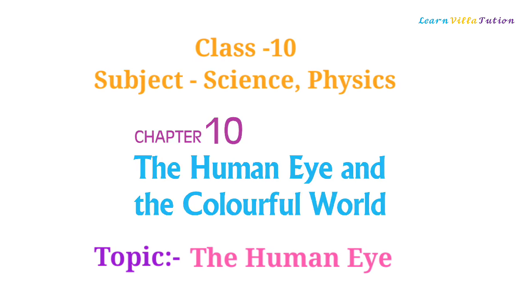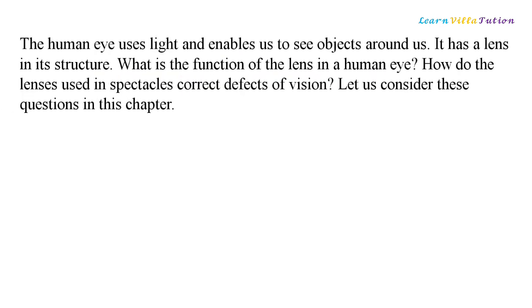The human eye. The human eye uses light and enables us to see objects around us. It has a lens in its structure. What is the function of the lens in a human eye? How do the lenses used in spectacles correct defects of vision? Let us consider these questions in this chapter.